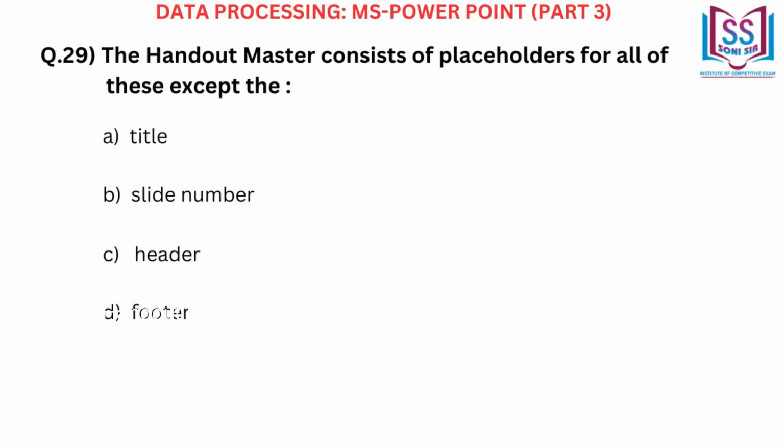The handout master consists of placeholders for all of these except the A. Title. B. Slide number. C. Header. D. Footer. Correct answer A. Title.